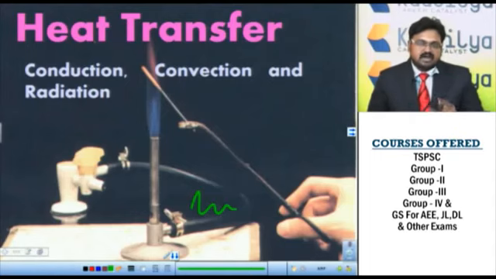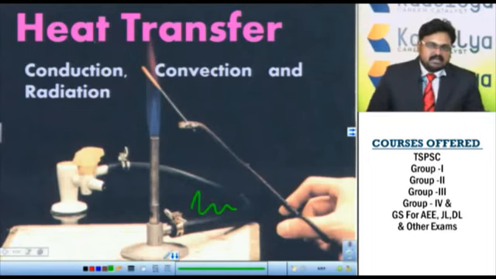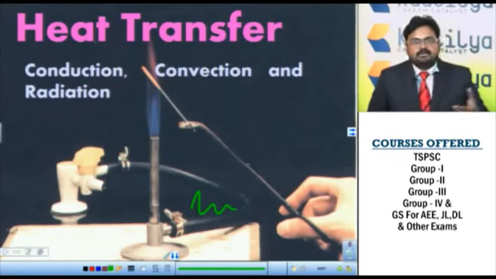Now when it comes to convection, what happens is there is a transfer of energy, but there is also the transfer of mass from one point to another point. So in case of convection, energy is transmitted using the particles. So the particles take this energy from one point to another point. Therefore that is how we have the energy transfer.